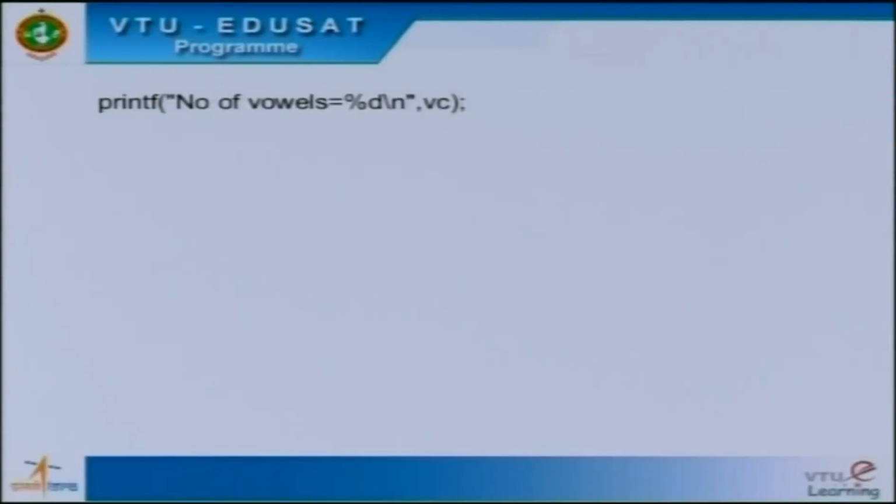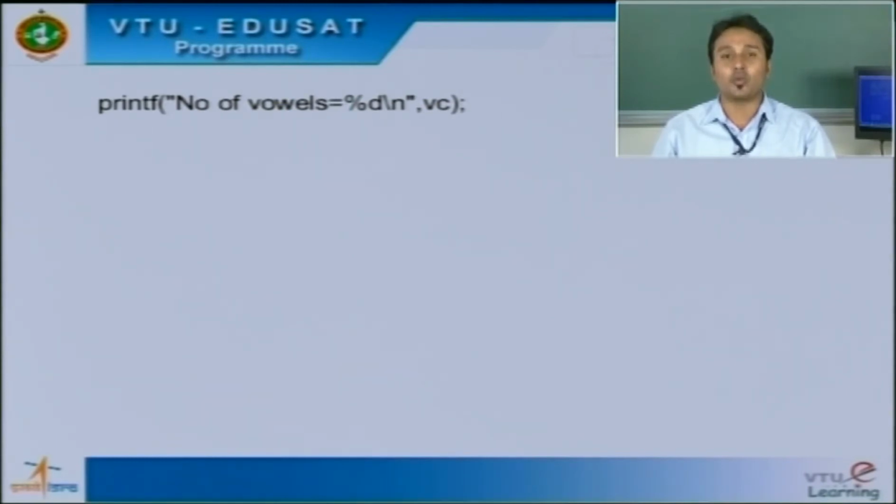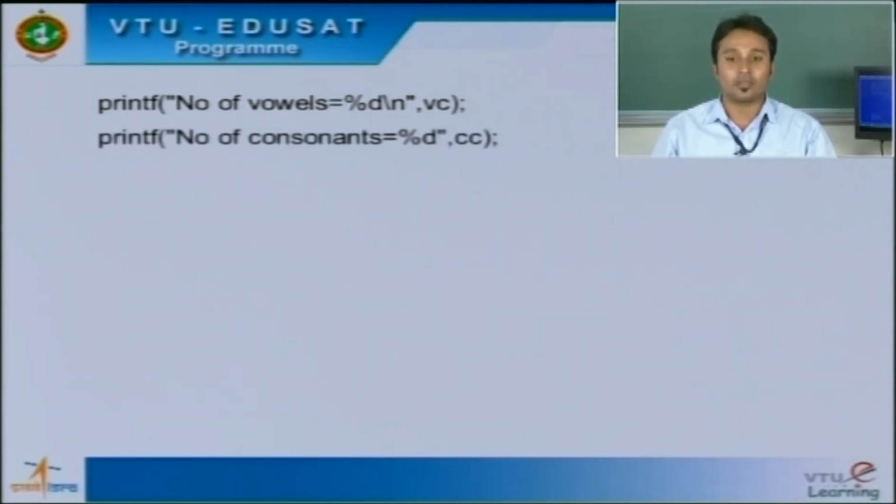Then once we are done with the counting, we need to print the total number of vowels, which is printed using our printf statement along with the format specifier %d, where VC consisting of the vowel count will be there. Finally, since the number of consonants also needs to be printed, we have the number of consonants with a format specifier %d and the variable CC. This is the program to find out the total number of vowels and consonants in a given input string.